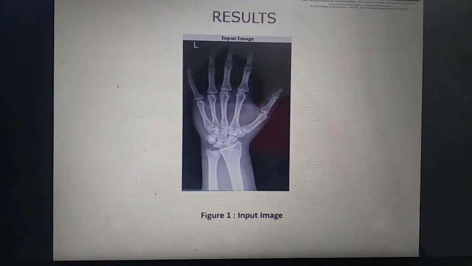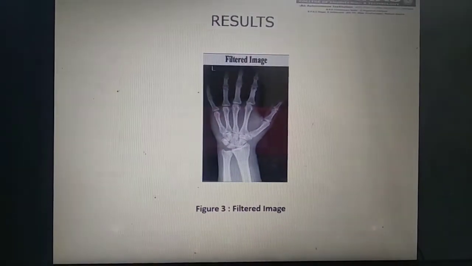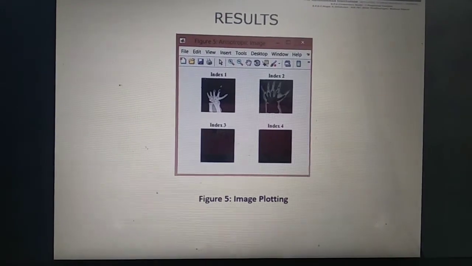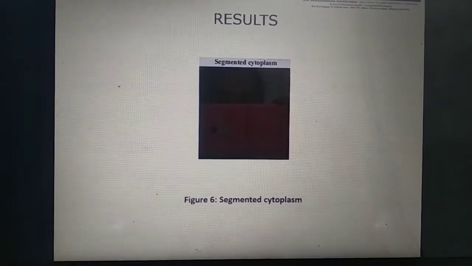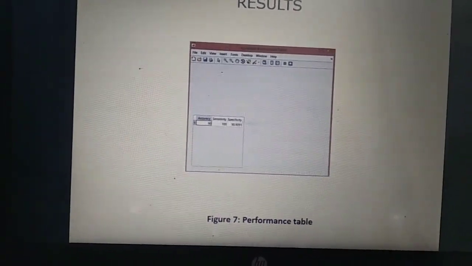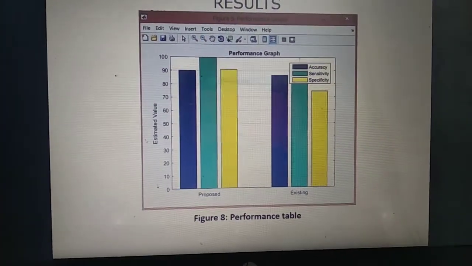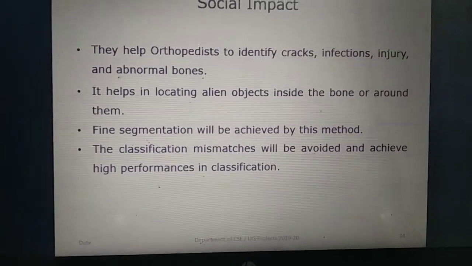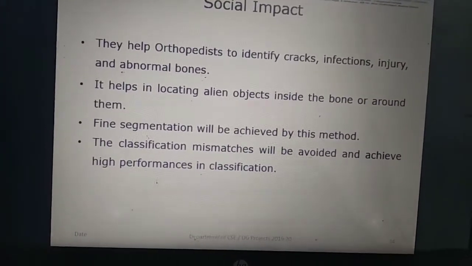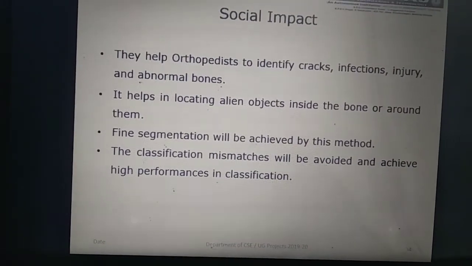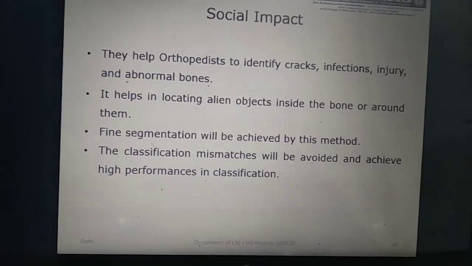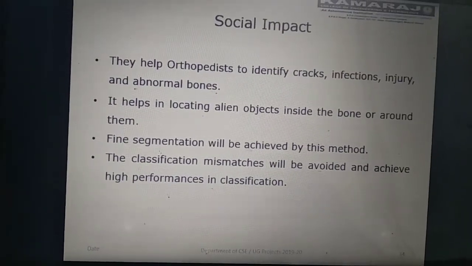This is the result. Input image, resized image and filtered image, KFCM segmentation, image plotting, segmented cytoplasms, performance, and this is a performance table. Social impacts. It helps in locating alien objects inside the bone or around them. They help orthopedists to identify cracks, infections, injury and abnormal bones. Fine segmentation will be achieved.